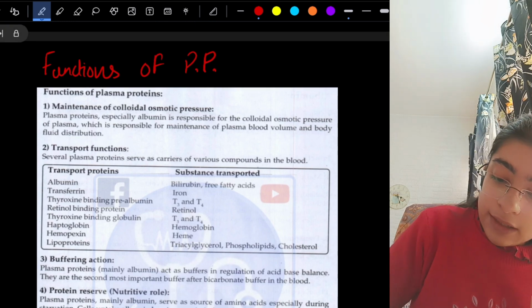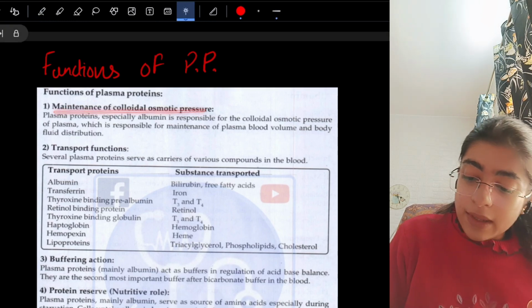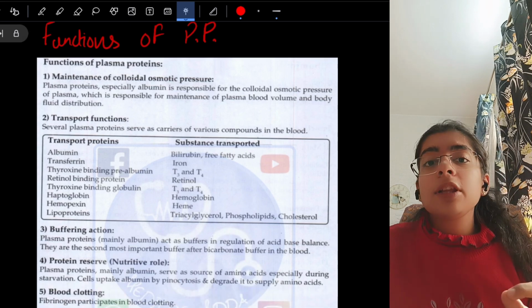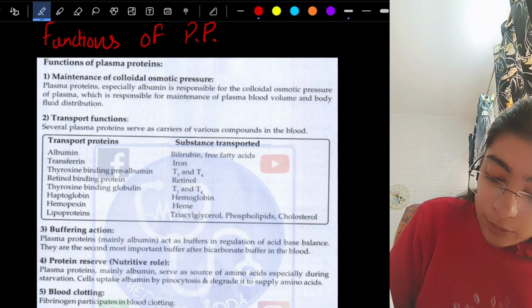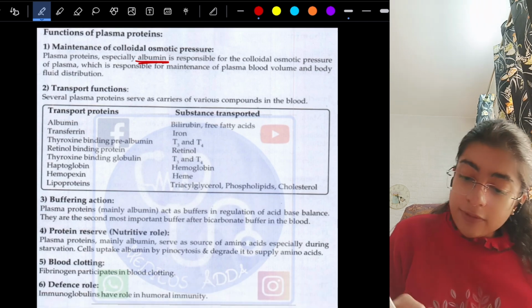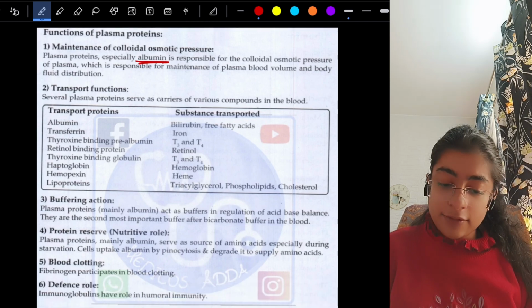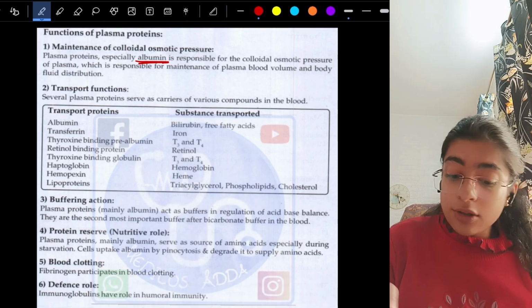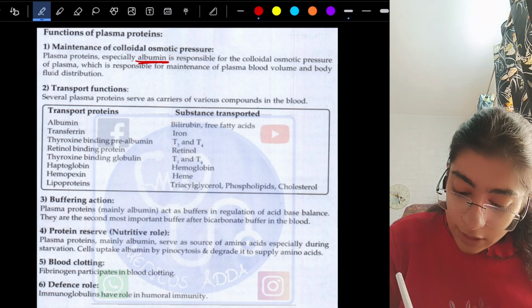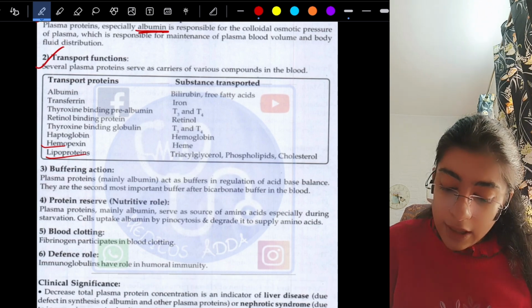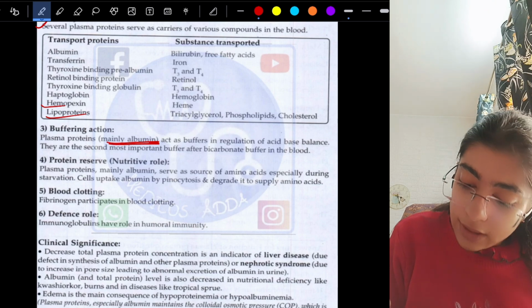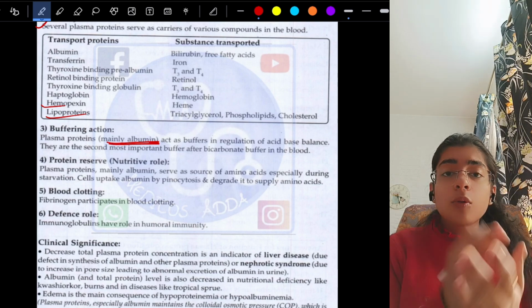So first of all, maintenance of colloid osmotic pressure. The major protein which is responsible for it can come as an MCQ, that is the albumin. Okay. Now, transport functions, various proteins are there: transferrin, ceruloplasmin, haptoglobin, hemopexin, lipoproteins. These are major transport functions. Buffering action, mainly albumin.